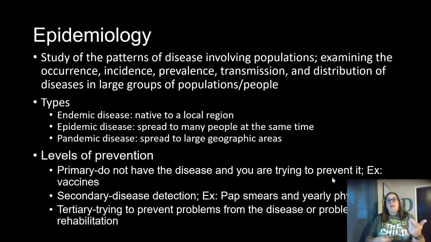You already had the issue. Let's just say you already had a heart attack. Now they went in and did what they could to fix it, and now you're going to go through cardiac rehabilitation to build that heart muscle back up to help prevent future problems, if at all possible. That's going to be the tertiary level of prevention.